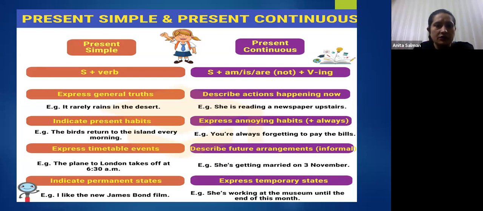present continuous tense. Number one, we discussed it is used for general truths, right? Whereas present continuous tense is used to describe actions happening now, right? It is for the routines and it is for the instant actions which are happening right now. Number two, it indicates present habits, whereas it expresses annoying habits, right? Number three, it expresses timetable events, whereas we describe future arrangements which are already done, which are planned, in present continuous tense, right? And simple present tense indicates permanent states, whereas present continuous tense expresses temporary states.